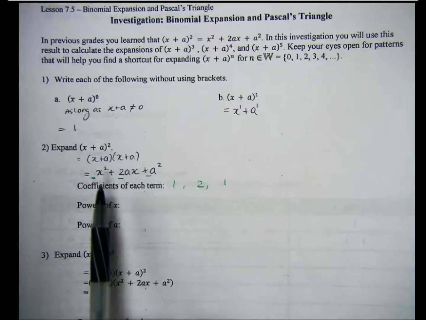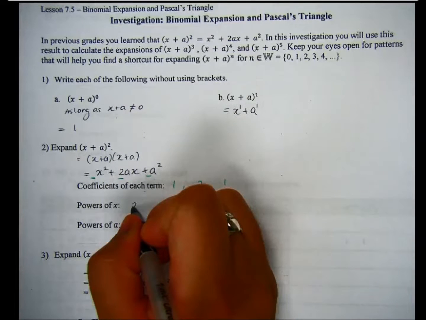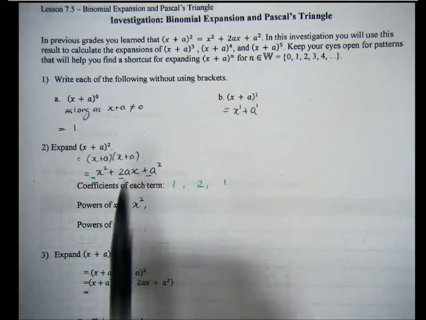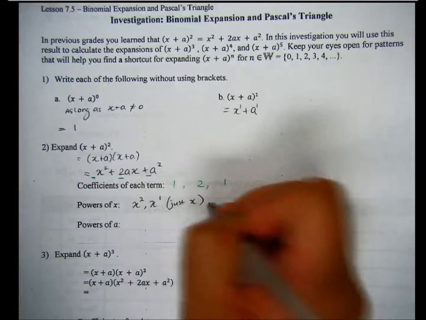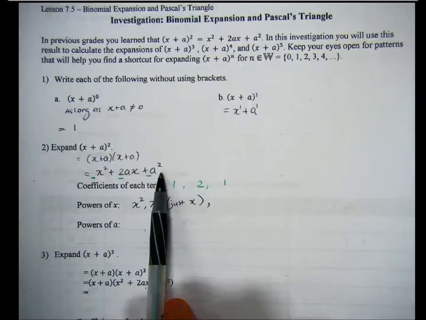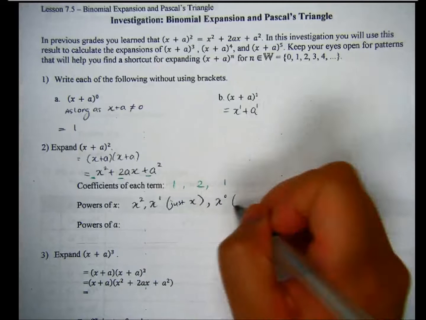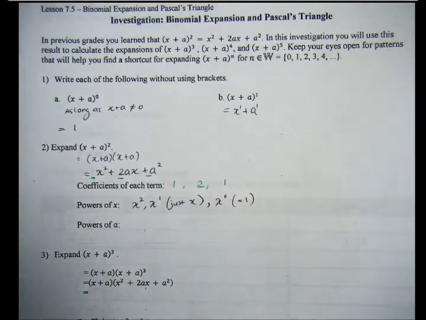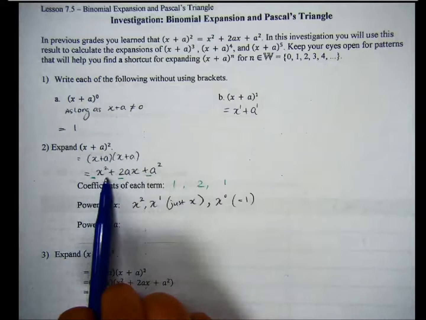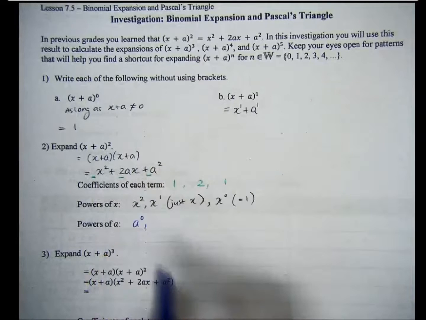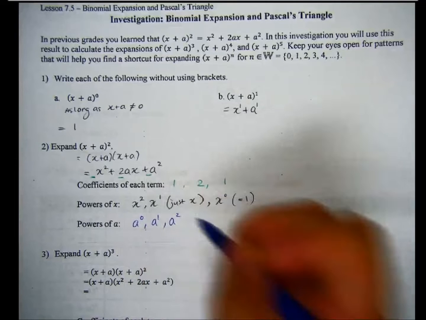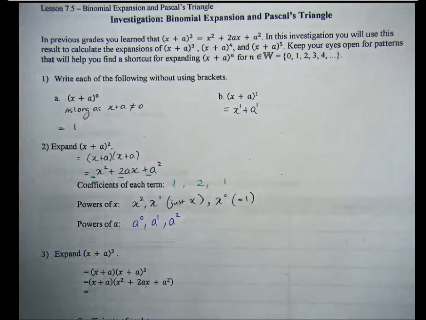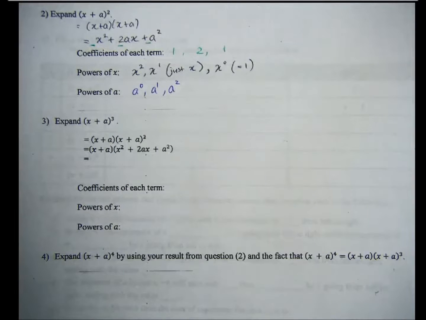The powers of x, first we start with x squared, and then for the next term we decrease by 1 to x to the power of 1, which is the same as just x. And then for the last one, you see there is no x, that's really x to the power of 0, which equals 1. When you look at the powers of a this time, here we're starting with no a, so that's a to the power of 0. Here we have a to the exponent 1, and then the last term is a to the exponent 2. So far, so good.